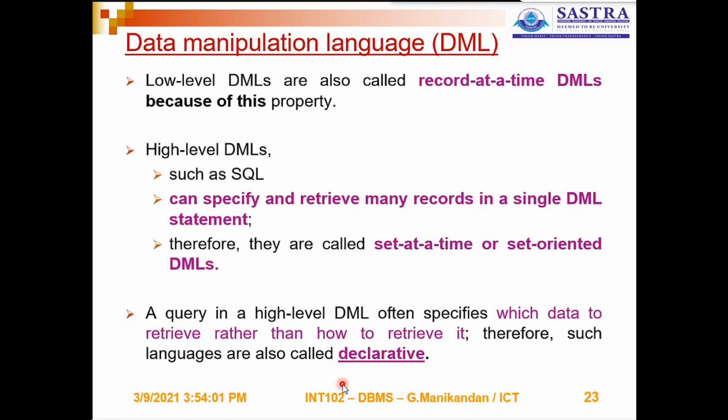So you will specify only the requirement. You are not going to specify any additional information: where the data is located, how you need to identify that particular field, what algorithm you need to use to extract all the relevant records. All that information is not specified as part of your query. Because of that, whenever you supply a query using a high level DML, it is said to be a declarative one.